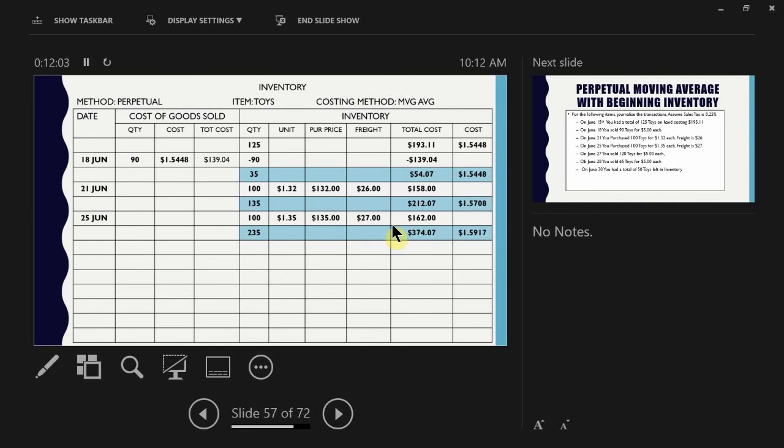As you can see, depending on the price and your total cost, it could either increase or decrease. It depends on what the purchase price is and how much it costs you to purchase them. So it's not that it's always going to increase. It can decrease if you purchase something lower than the previous time. So now we have an available balance of 235 items to sell, costing me $374.